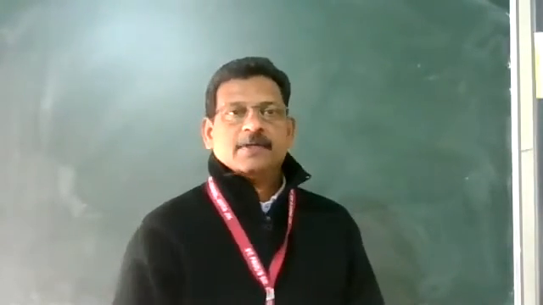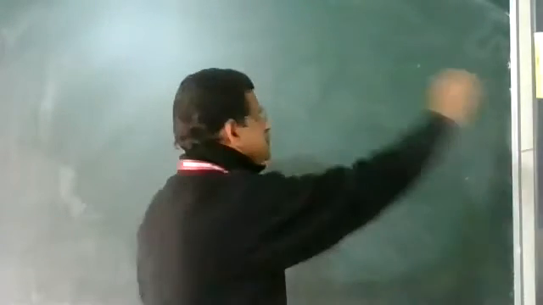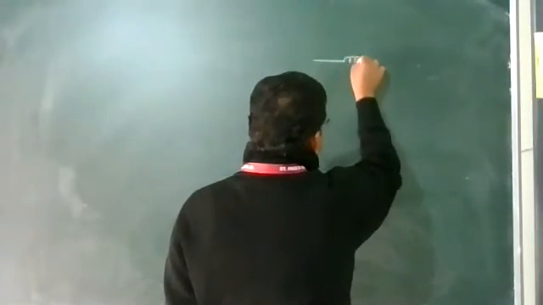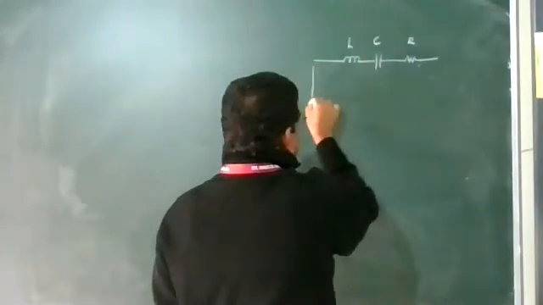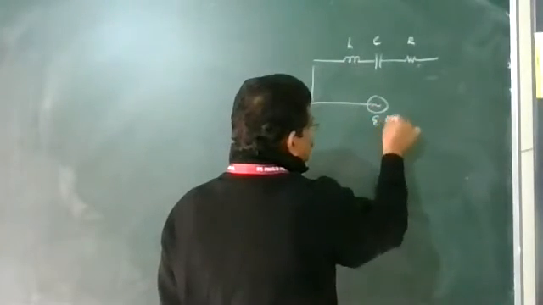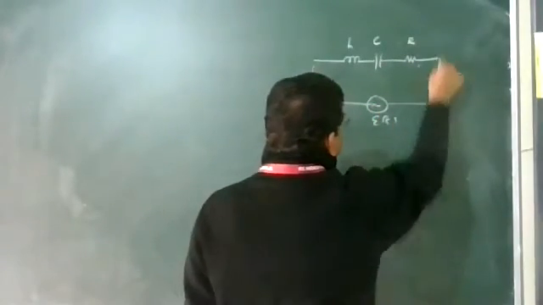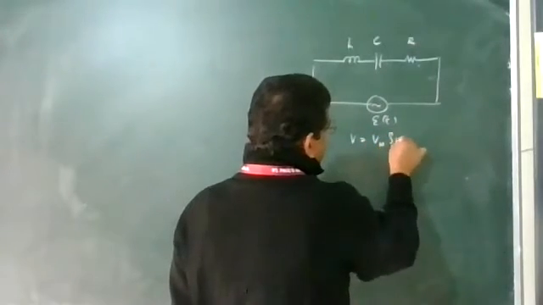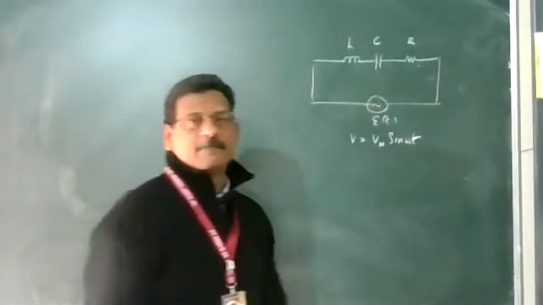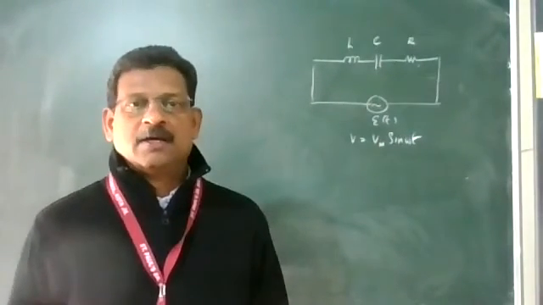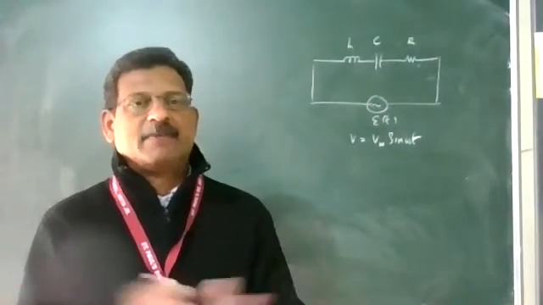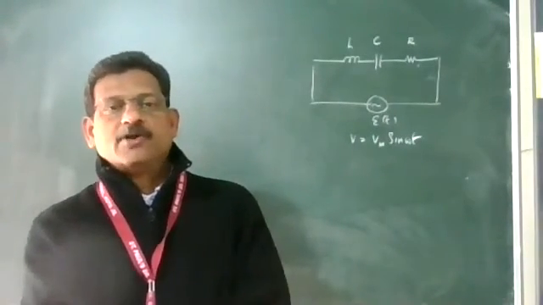Series LCR circuit. We discussed this not by the calculus method, but only by the phasor diagram method. The LCR circuit is a very important one: inductor, capacitor, and resistor, all connected in series and connected to an EMF source which produces a voltage, say v equal to Vm sin omega t. It's a combination of all the three things you have learned: resistor, capacitor, inductor. We just combine them. Nothing new in this.